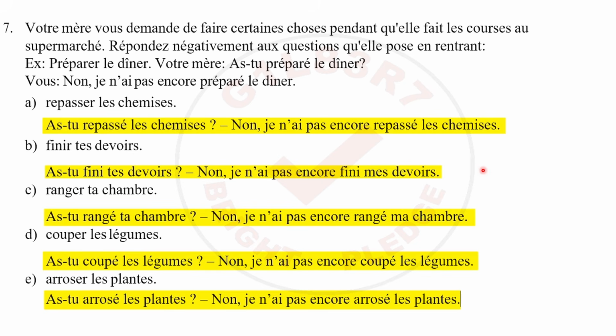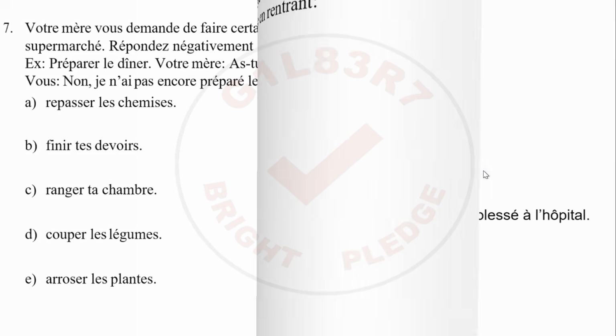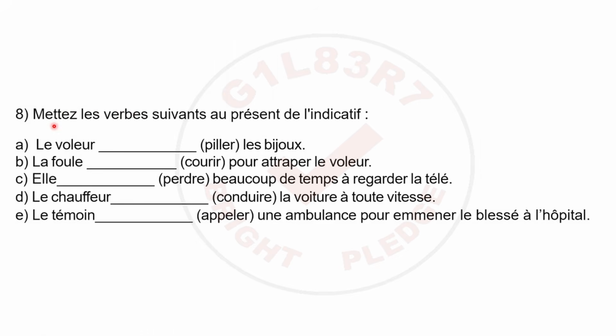So let's move on to the next exercise, the eighth exercise. This one, they want you to put the following verbs in the present tense. You should know the present tense conjugation of these infinitives which are there in the bracket. Let's look at the answers for this one.